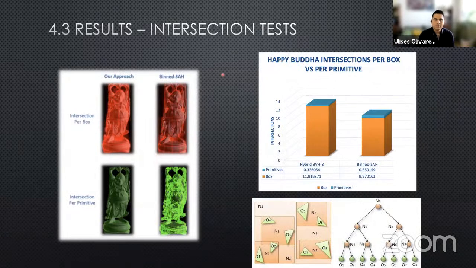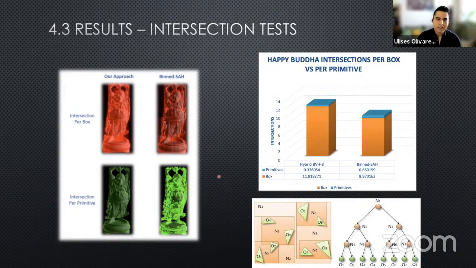The final metric that we analyzed was the intersections per box and per primitive. When we perform different intersection tests, we analyze how many intersections per box and how many intersections per primitive. When we're referring to intersections per box, we're assuming that we're intersecting these nodes. And when we're analyzing the intersections per primitive, we're analyzing intersections per leaf nodes, which are individual geometry or individual triangles.